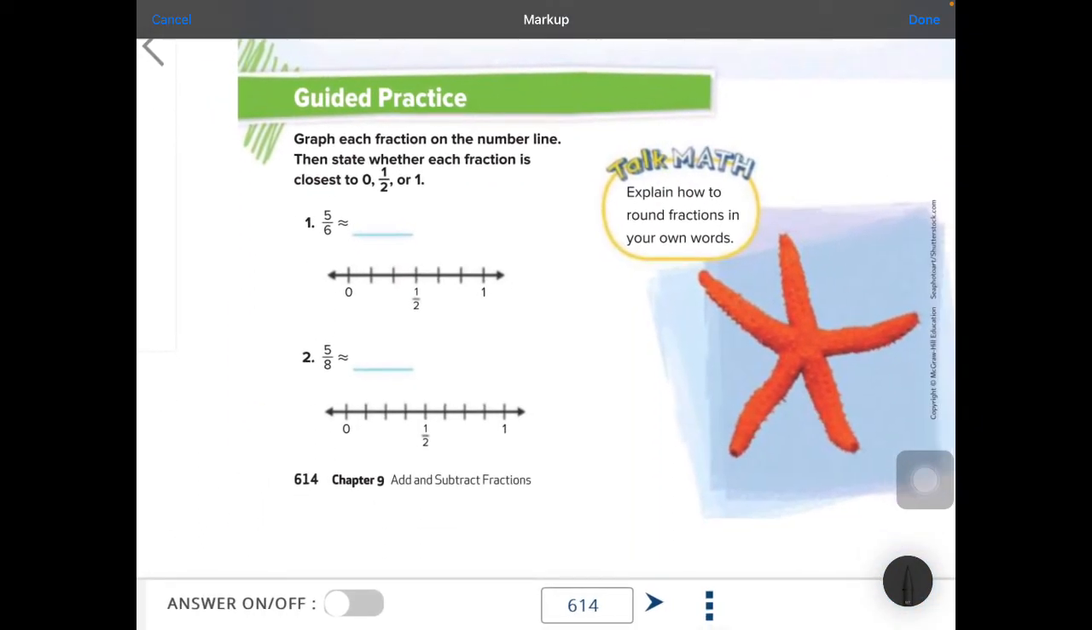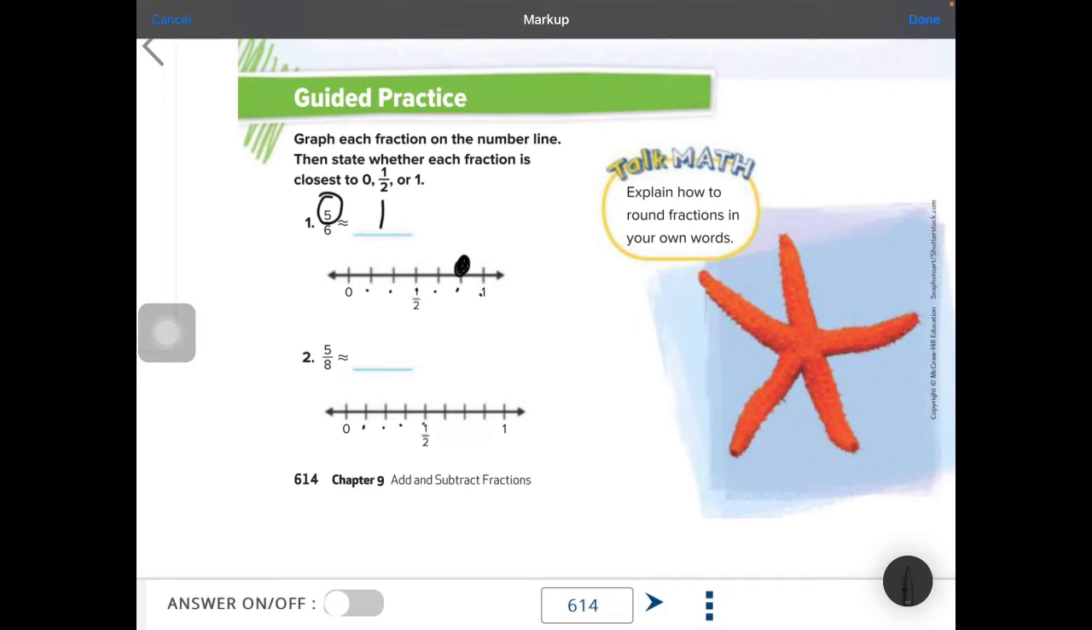Graph each fraction on the number line. Then state whether the fraction is closest to a 0, a half, or a 1. 5/6. Let's see if they have 6 dashes. 1, 2, 3, 4, 5, 6. Okay, there's 6 dashes. We're supposed to put a mark on the 5. So 5 out of 6 would put us right there. Is it closer to a half or closer to a whole number? It's about 1.